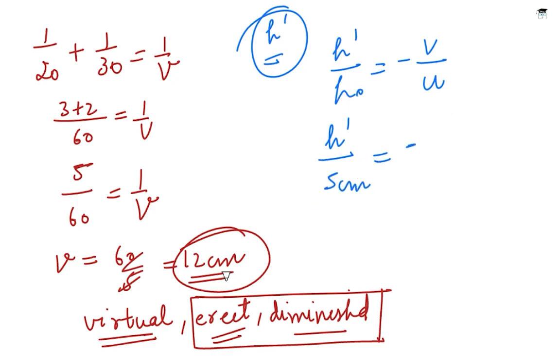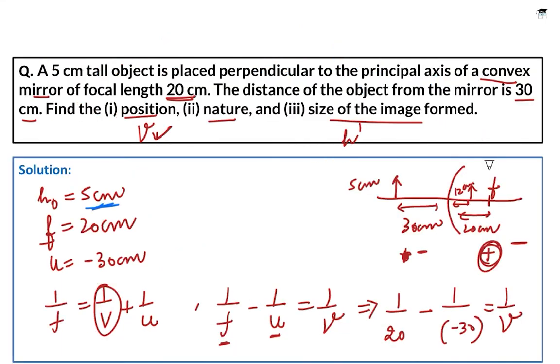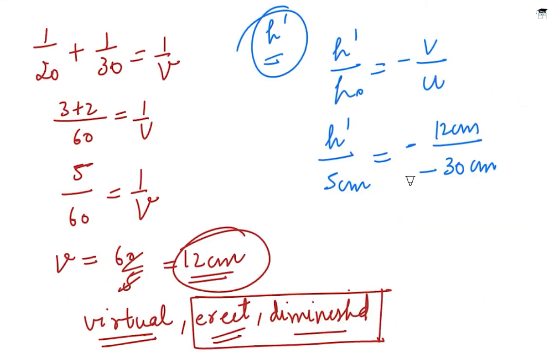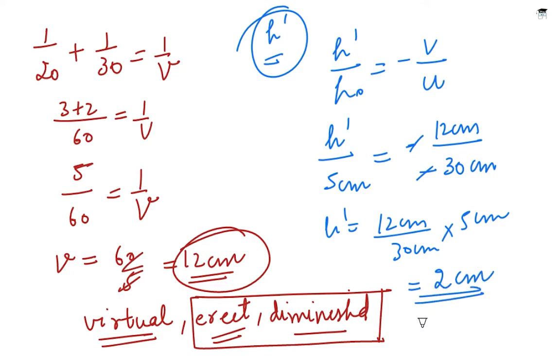And what is v? V comes out to be 12 centimeters. And what was u? U was minus 30 centimeters, right? So this cancels. We can take 5 on that side. So if we solve this, it will come out to be 2 centimeters. So the height of the image is 2 centimeters and it is positive.